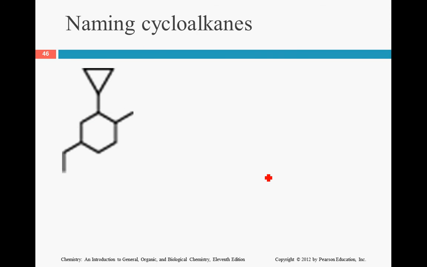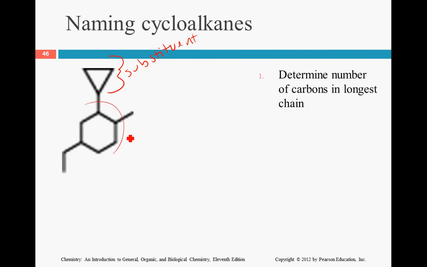I threw this one in here just to make sure that you realize that even if there's 2 cycloalkanes in the same one, this is considered a substituent now, because of the fact that this has a longer chain. So determine the longest chain. It's right here. 1, 2, 3, 4, 5, 6. 6 carbons, which give us hexane.